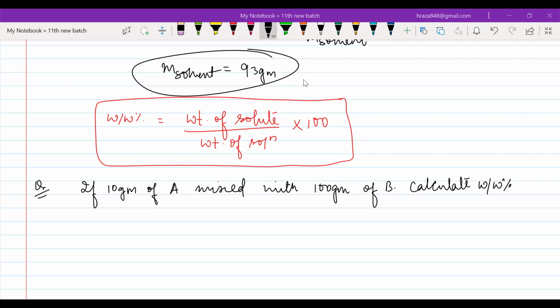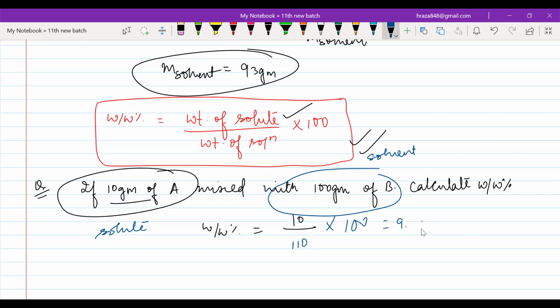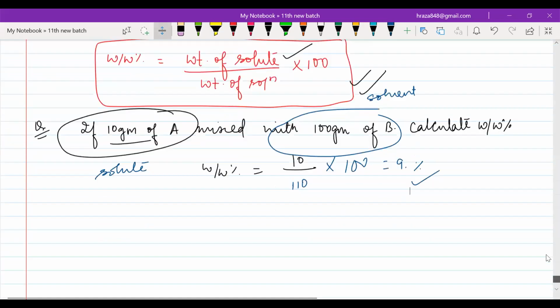This is the formula for weight by weight percent. You can look at it. So 9.09%. 9.09. Very good. So weight by weight percent is equal to weight of solute. Mass of solute is 10 gram, and weight of solution. This is solute and this is solvent. So after adding it, we will get this much and multiplied by 100, 9.something%. Is that clear? So this is about weight by weight percent.